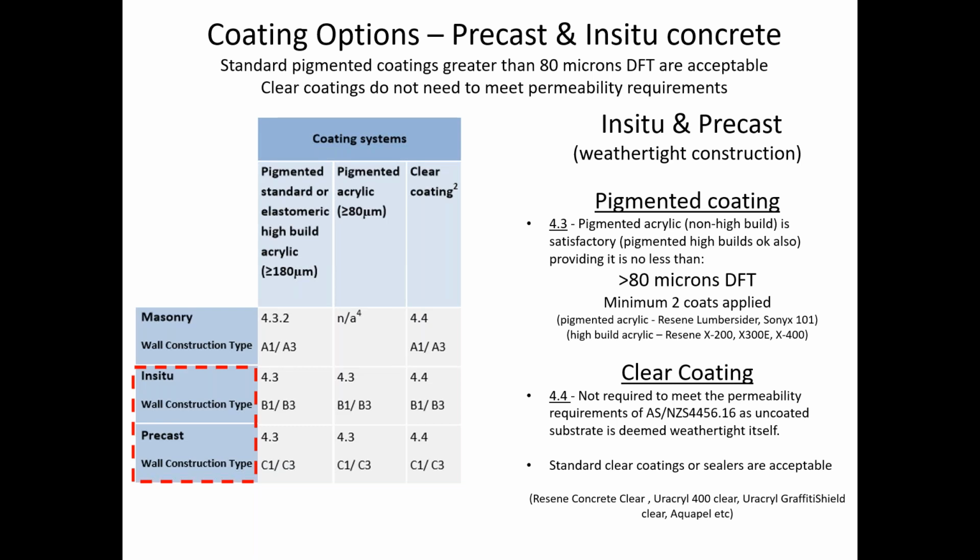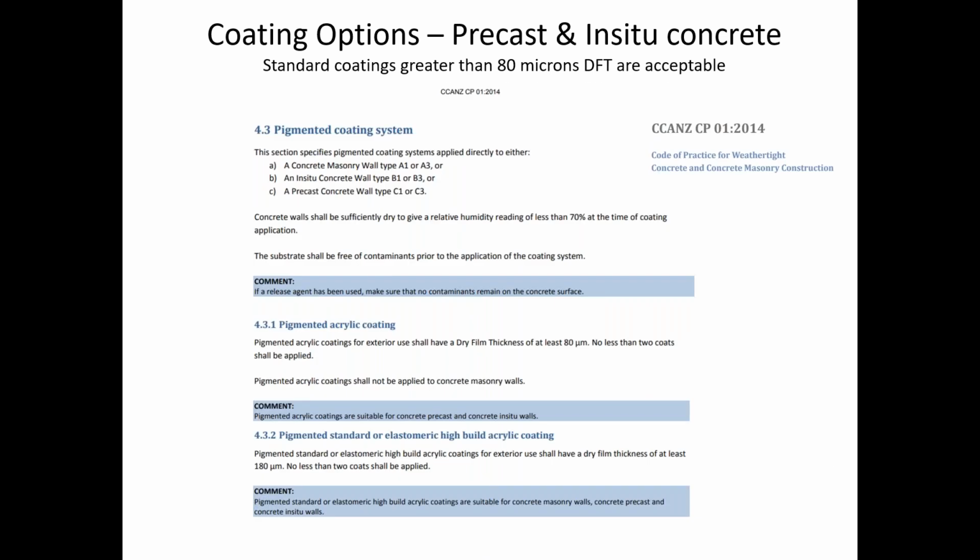And now there's a little code in there as well that refers to the approved coating systems. As an example, 4.3 that we're pointing at there is just a standard pigmented or clear coating system that can be used. And we'll show you on the next slide a bit more info. So again, what it says there, where 4.3 was specified, standard acrylic coatings that are at least 80 microns can be used, with a minimum of 2 coats to be applied. And it states really clearly that standard acrylic coatings cannot be used on concrete masonry walls, and we'll cover that off in a few slides time as well.